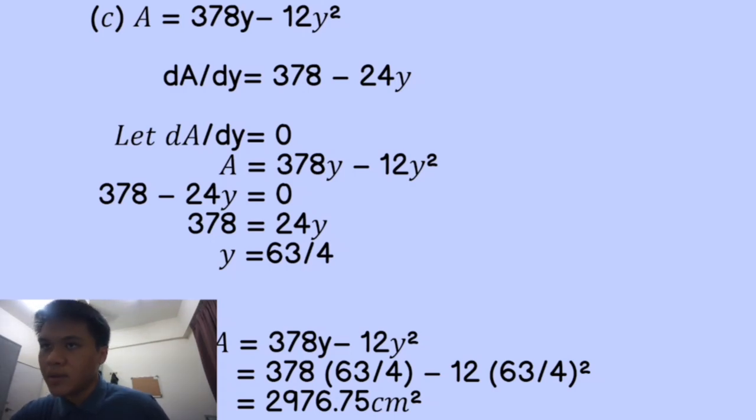That gives 63 over 4. Then when we have found our y value, we substitute it into the area equation, A equals 378y minus 12y squared. It becomes 378 times 63 over 4 minus 12 times 63 over 4 squared. Then we can find our maximum value, which is our final answer, 2,976.75 cm squared. So that's all for this question.